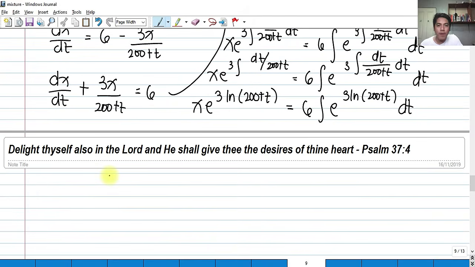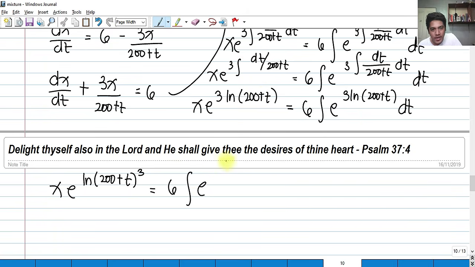We all know by properties of exponents and natural logarithms, I can rewrite the left side of the equation as e raised to ln of 200 plus t cubed. This becomes the exponent. And we have 6 times the integral of the same, ln of 200 plus t cubed.